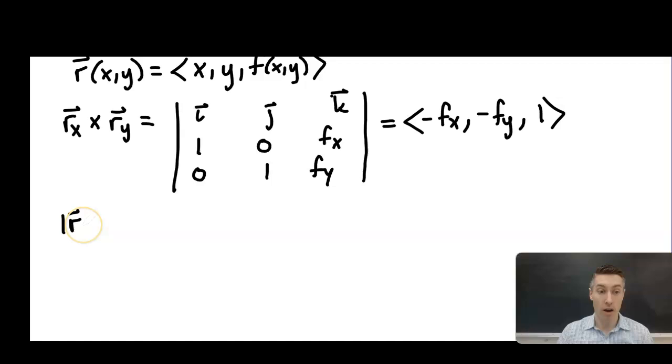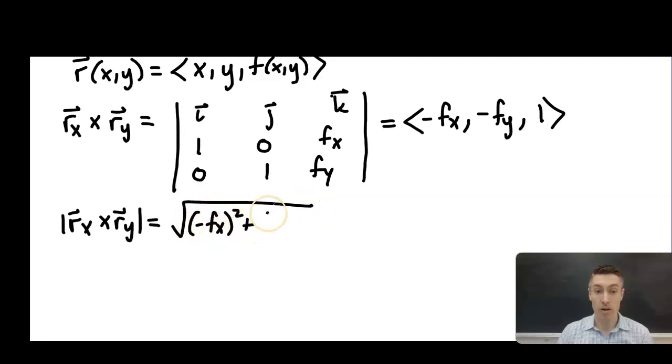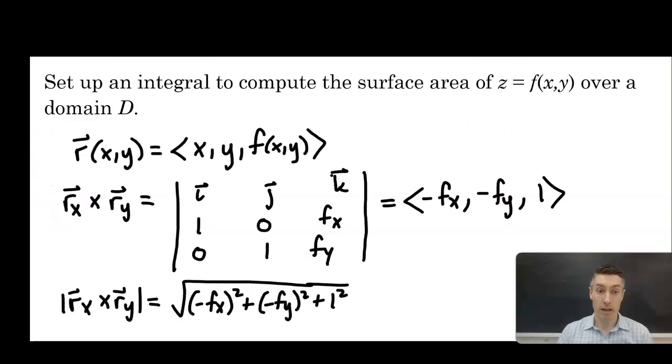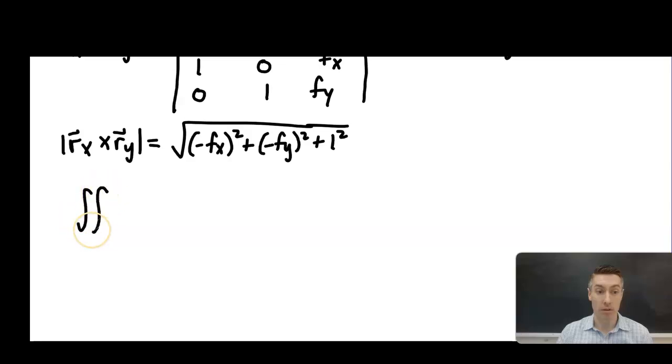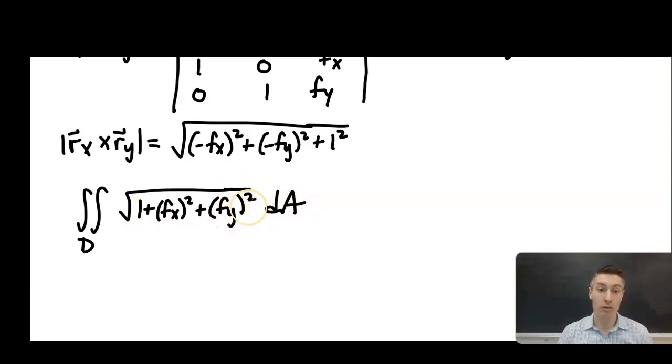So then the magnitude of that cross product vector is equal to the square root of the negation of the partial with respect to x squared, the negation of the partial with respect to y squared, plus 1 squared. So we are setting up an integral, so that's going to mean the double integral over whatever region D is defined, square root of 1 plus partial with respect to x squared, right? The negative can be eliminated for both these terms, plus partial with respect to y squared, dA. And I just changed the order so that it matches more typically what is given as a formula.